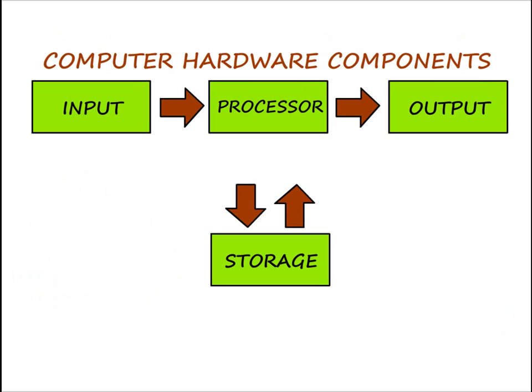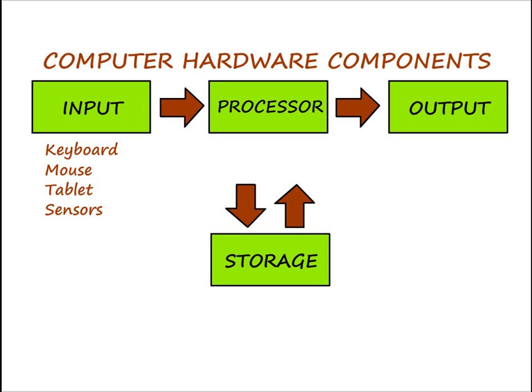In your previous computing classes, you learned about the 4 different components of hardware. We have input, we have processor, we have output, and we have storage. With input, we have devices such as keyboards, mice, maybe a Wacom tablet.